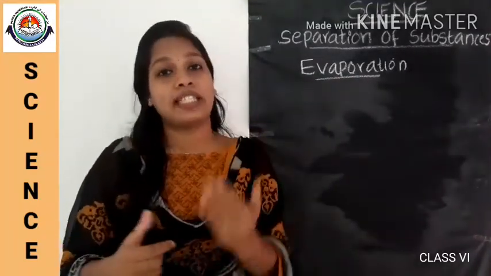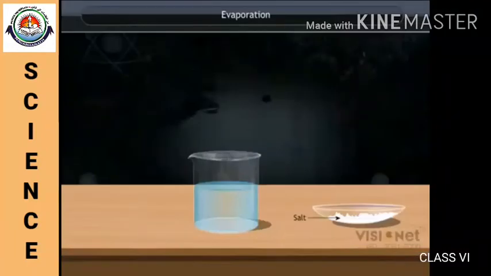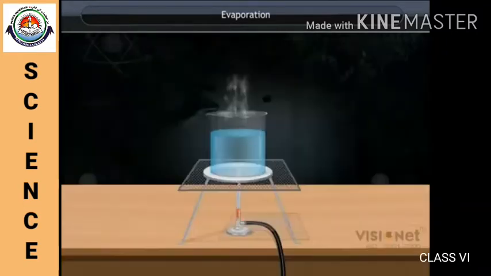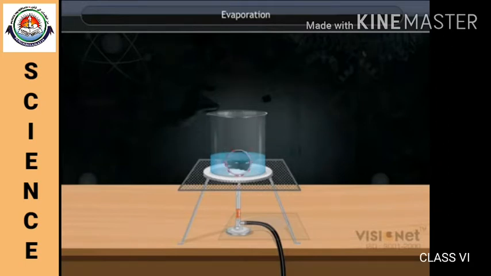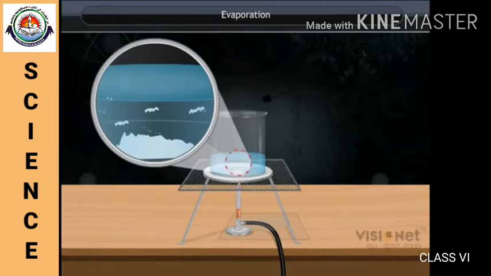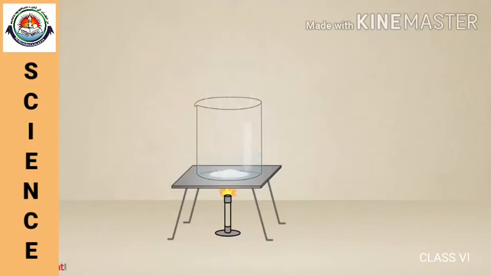Let's see how this activity is conducted. To separate common salt dissolved in water, dissolve a teaspoon of salt in about 50 ml of water taken in a beaker and heat the solution of common salt by using a Bunsen burner. The water present in the salt solution evaporates to form steam. When all the water present in the solution gets evaporated, common salt is left behind in the china dish as a solid. So this process of changing a liquid into its vapor by heating is called evaporation.